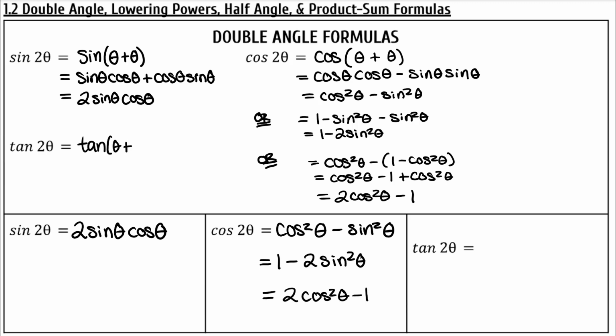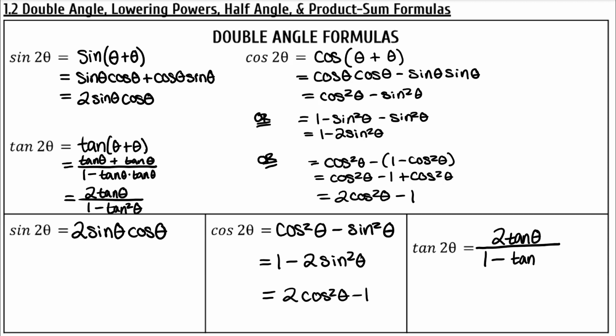Do the same thing for tangent. That would equal 2 tangent theta over 1 minus tangent squared theta. And those are some double angle formulas.